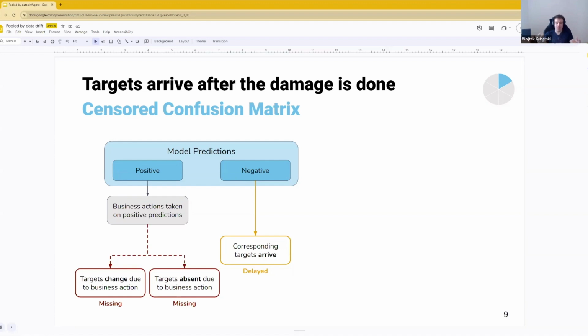In some other use cases, like with credit default prediction, we will not give that person a loan. So we will never actually know whether that person would have defaulted on the loan if we had given it to them. So the targets are just fully absent because we did some business action, which is denying the loan.